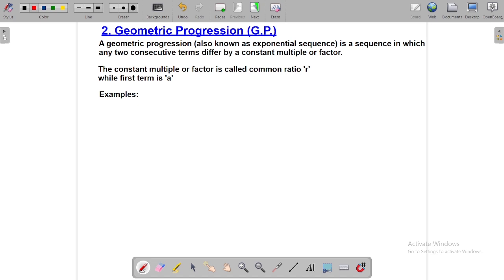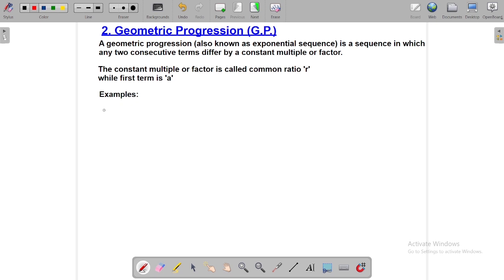Now, what is geometric progression? From what I've written here, a geometric progression, also known as exponential sequence, is a sequence in which any two consecutive terms differ by a constant multiple or factor. That constant multiple or factor is simply the common ratio, designated by R. We all know both AP and GP have a first term designated by A.